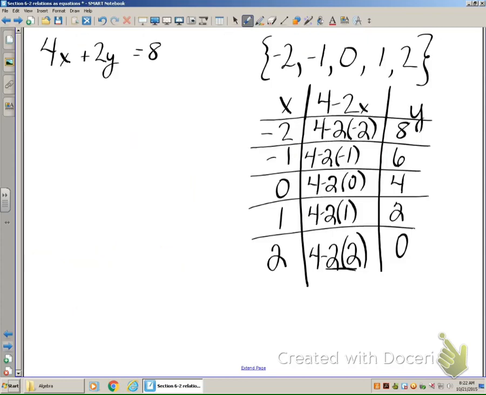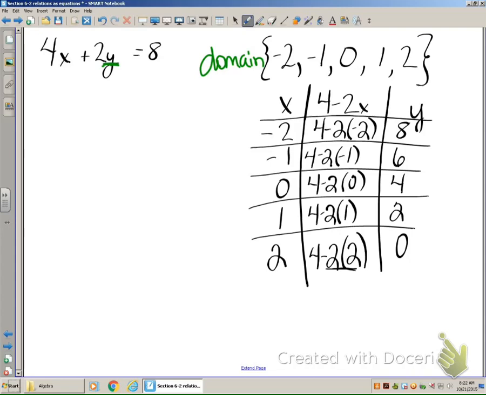Okay, this one is not so friendly. 4x plus 2y equals 8. I'm given that the domain is -2, -1, 0, 1, and 2, and I'm asked to solve for the range. That means I'm wanting to solve for y. So if I was given this problem, you could plug in x and then solve for y, but it'd be a whole lot easier if we manipulated this equation so that y is by itself. So that's what I want to do.